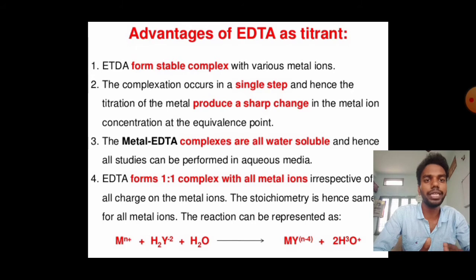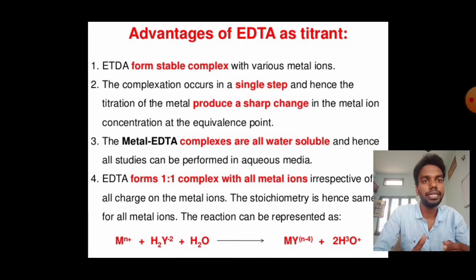So it forms a 1:1 complex with the metal ions irrespective of the charge on the metal ions. Stoichiometry is the same for all metal ions. The reaction can be represented like this: H2Y2- (that is the EDTA) plus Mn+ forming MY(n-4)-, where Y is EDTA. So these are the advantages of EDTA.